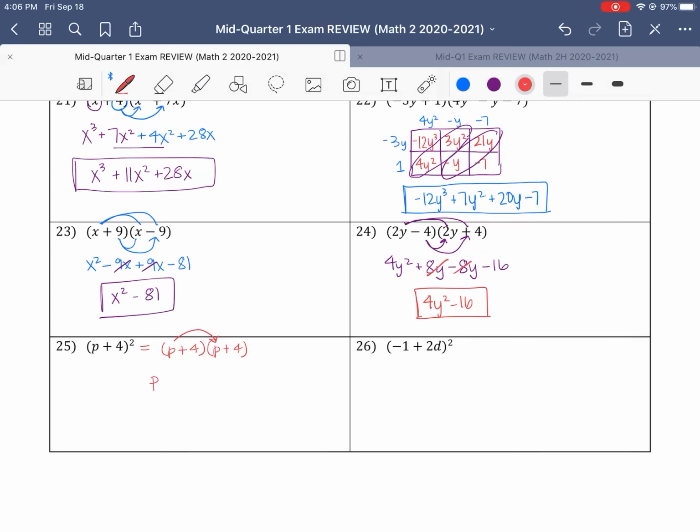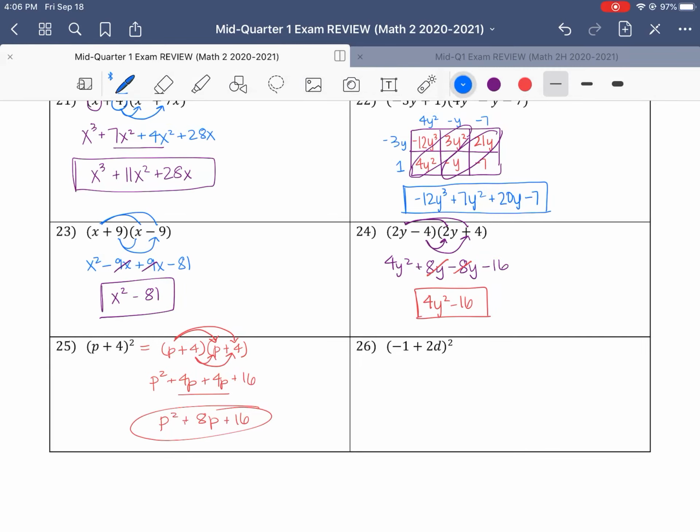P times p is p squared. P times 4 is 4p. 4 times p is 4p, and 4 times 4 is 16. We combine those middle pieces, leaving us with p squared plus 8p plus 16.